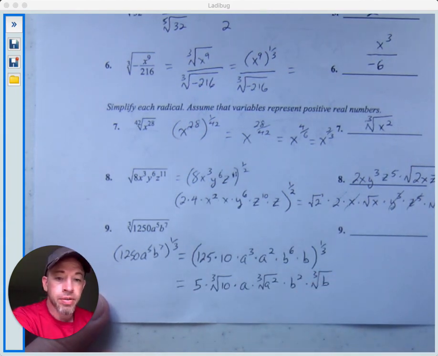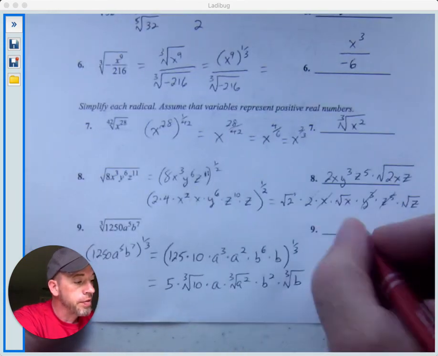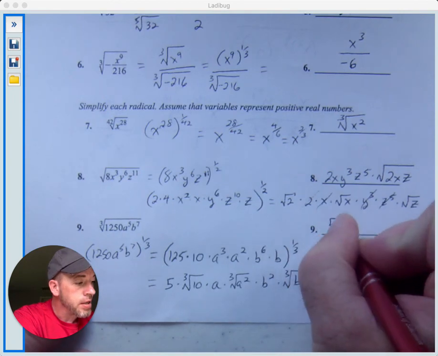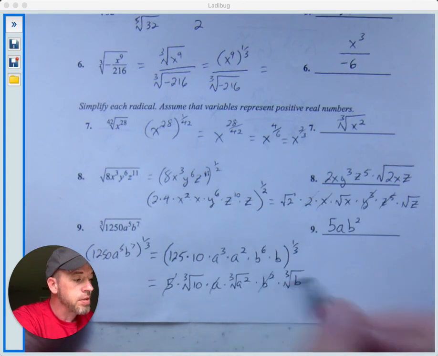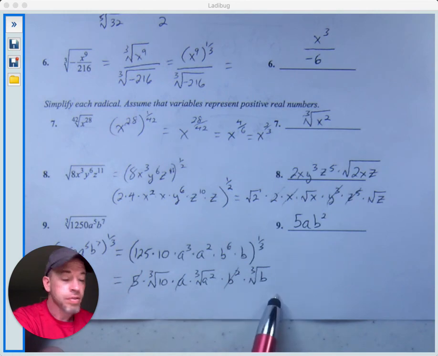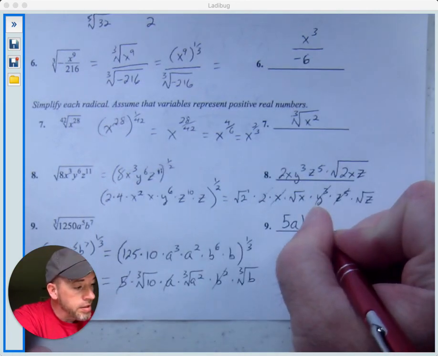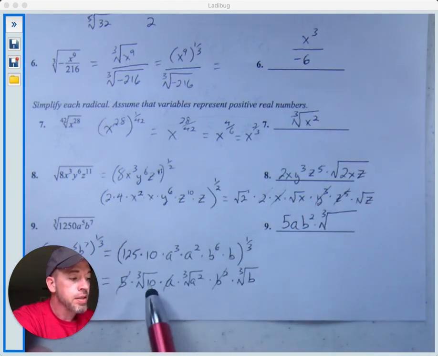All right, so what do we have? Let's take all the things that don't have a cube root, the 5, the a, and the b squared. I'll write those down first. So 5 times a times b squared. So I got rid of the 5, the a, the b squared. Let's see what we have left. Cube root of 10, cube root of a squared, cube root of b. So then I can write times the cube root of the product of all those things, 10a squared b.